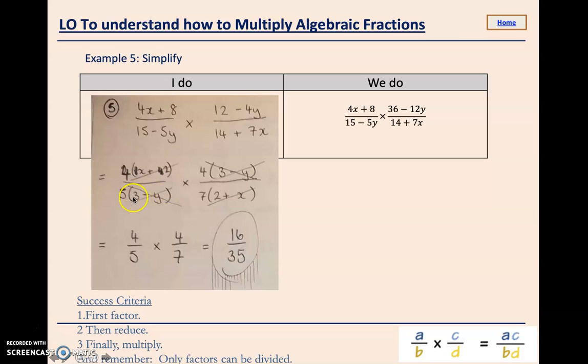We can also cancel out 3 minus y and 3 minus y. That's why I've crossed these two here with a big x and this one here with just 2 diagonals, because they match. So then that leaves us with 4 times by 4 on the top and 5 times by 7 on the bottom. So we get 16 over 35. Again, can you pause the video and spend 2 minutes trying to solve the we do?